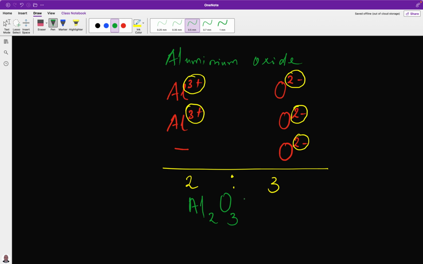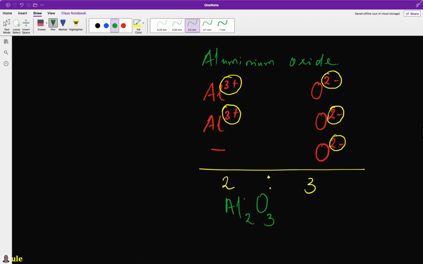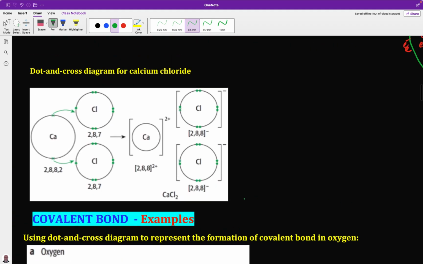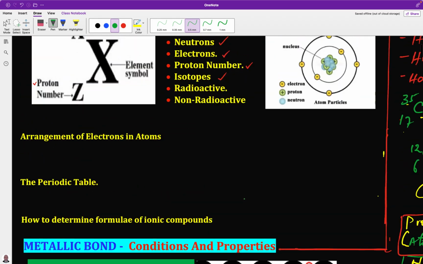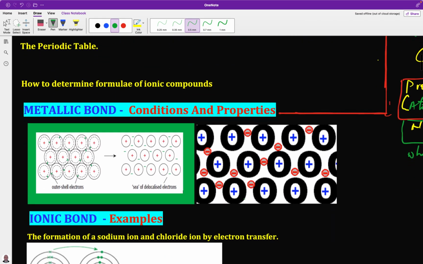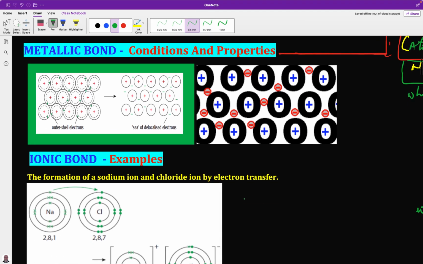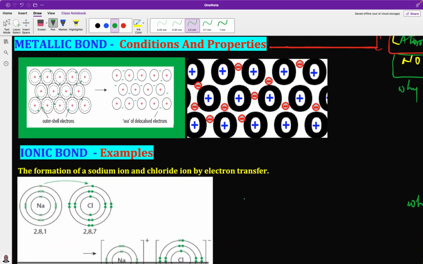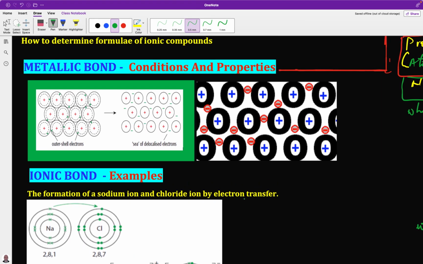It drives us to bonding. We have to go to bonding now. The first bond will be a metallic bond. Now, what is a metallic bond?